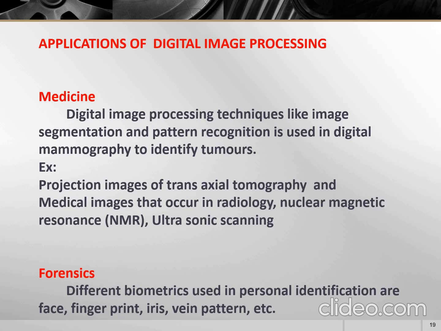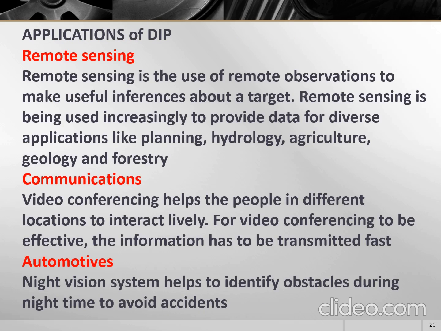In forensics, security can be enhanced by personal identification. Different biometrics are used such as face, fingerprint, iris, and vein pattern. The use of digital image processing in remote sensing is the use of remote observations to make useful inferences about a target. Remote sensing is used increasingly to provide data for diverse applications like planning, hydrology, agriculture, geology, and forestry.